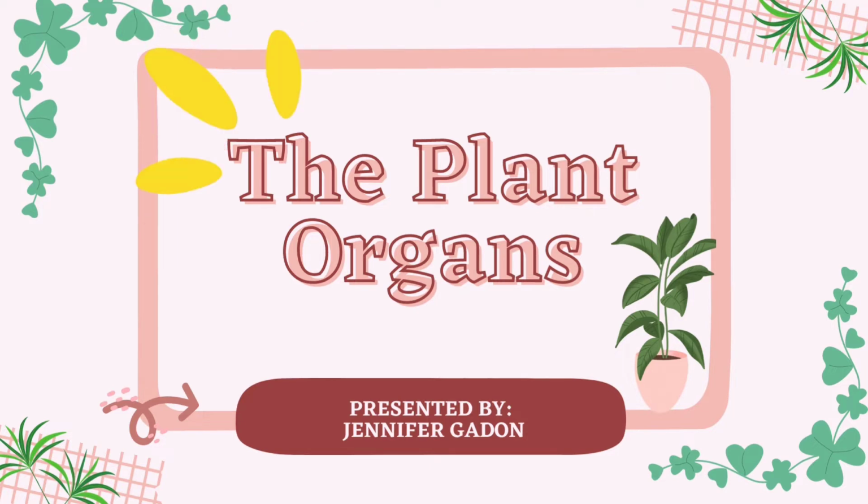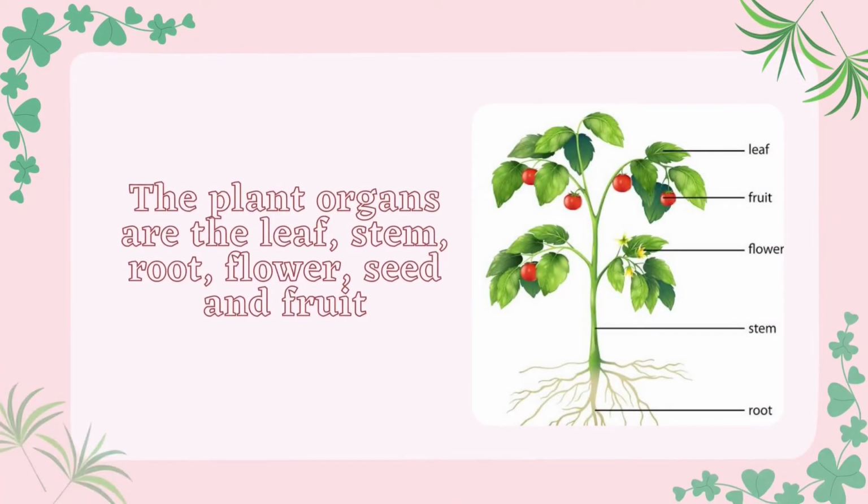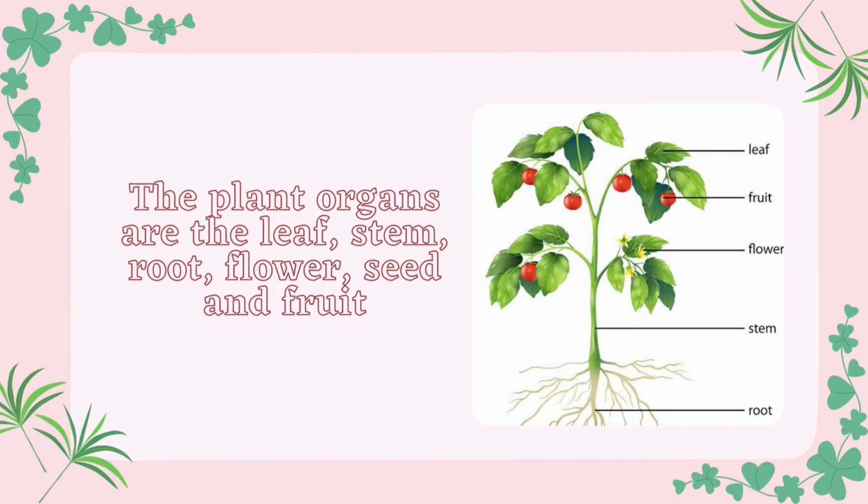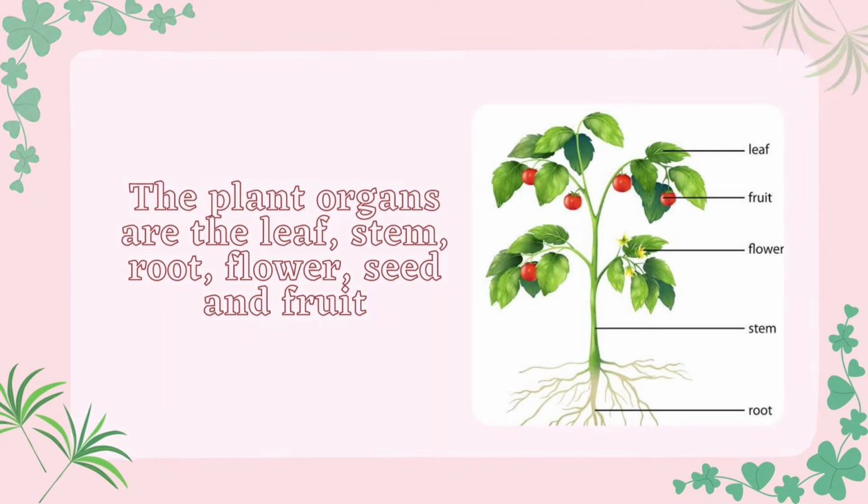Okay, and let's proceed. The plant organs are the leaf, stem, root, flower, seed, and fruit. And I know that we are all familiar with these basic organs of a plant.